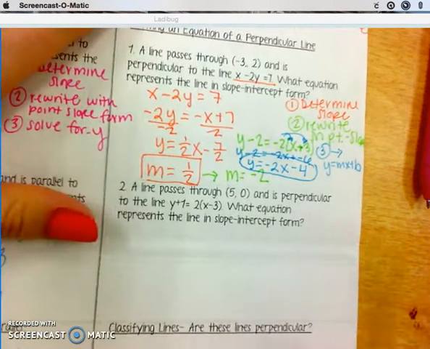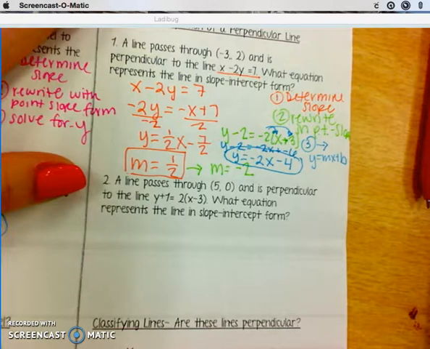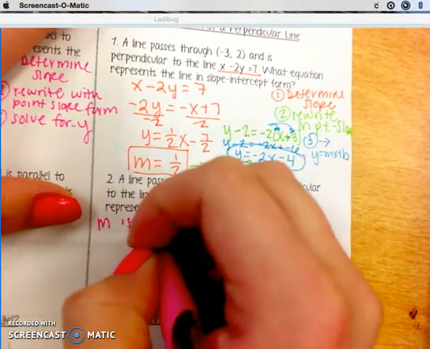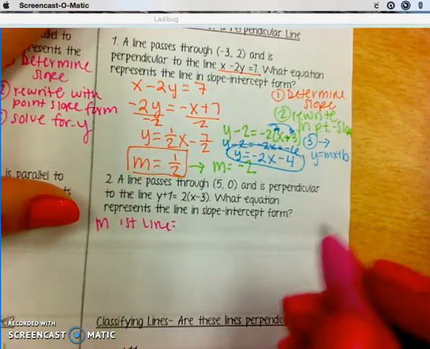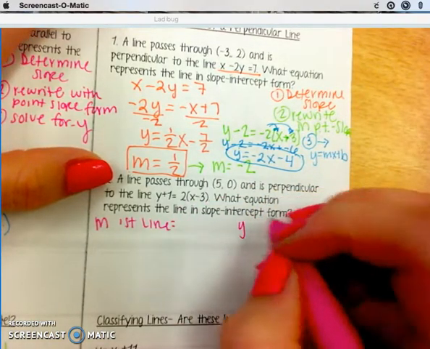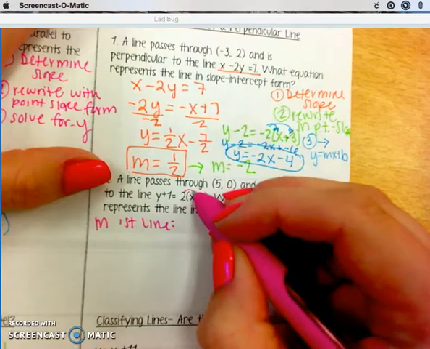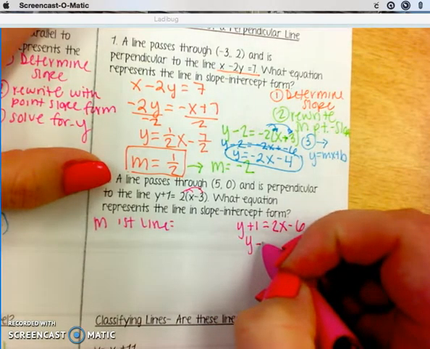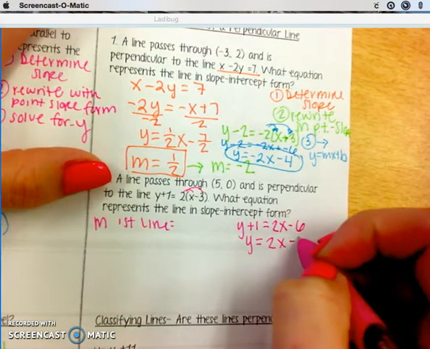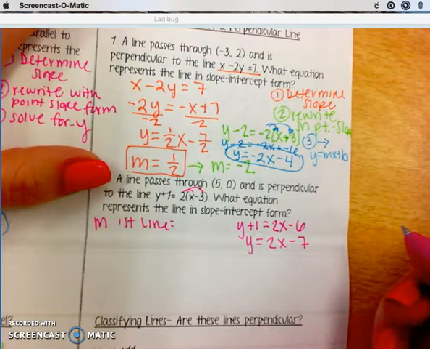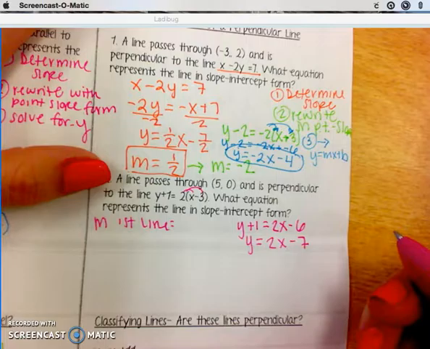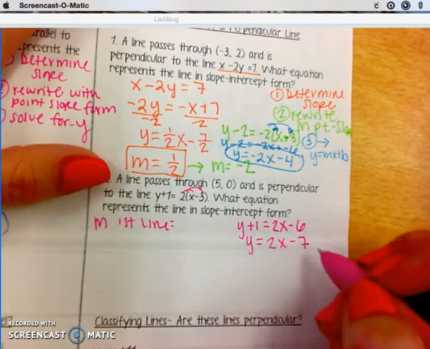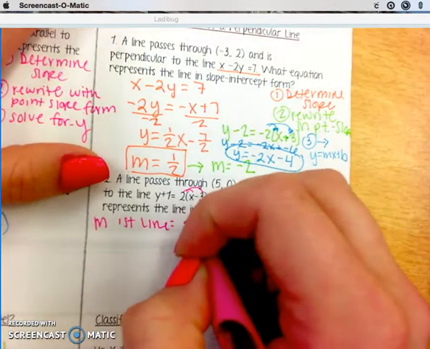Good, so do this next one. I'm given a point slope form and a point. The first thing I need to do is identify the m of the first line, and the only way I can do that is to solve for y. Y plus 1 equals, I'm going to distribute this 2, so 2x minus 6. And I'm going to subtract 1, so 2x minus 7. So the slope of the first line is 2.